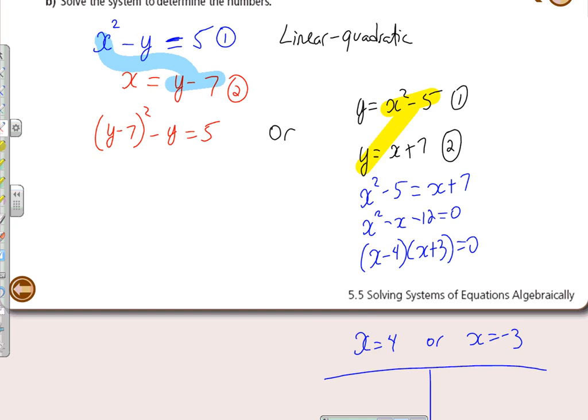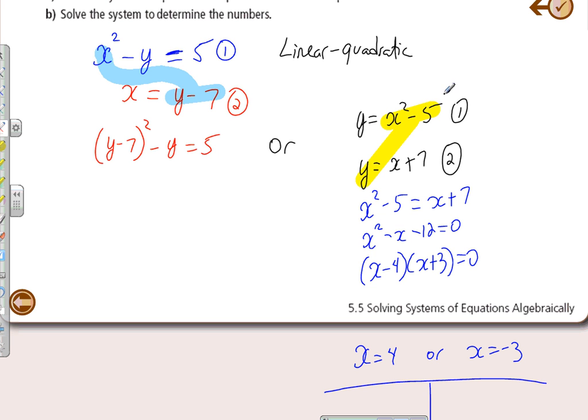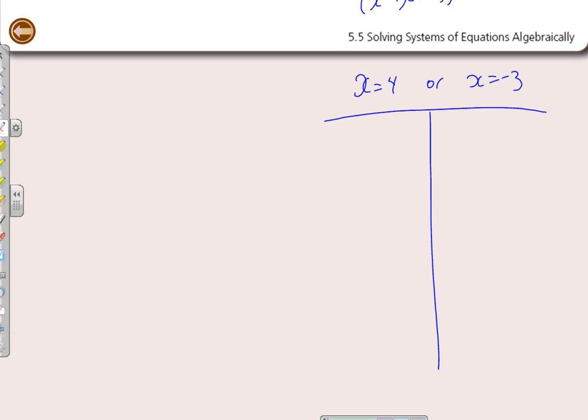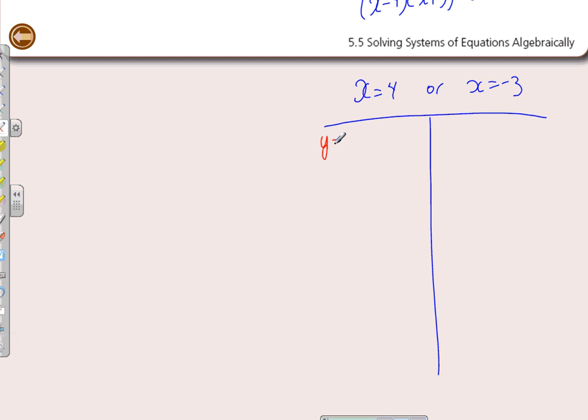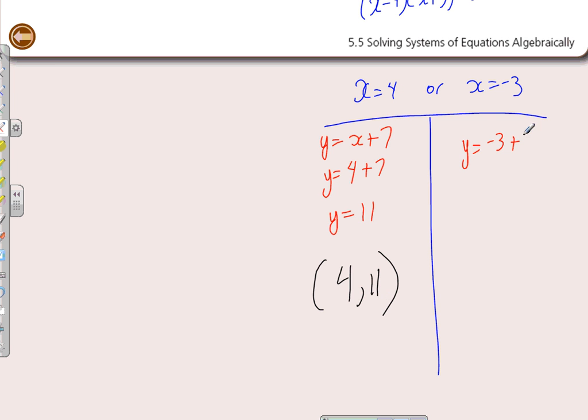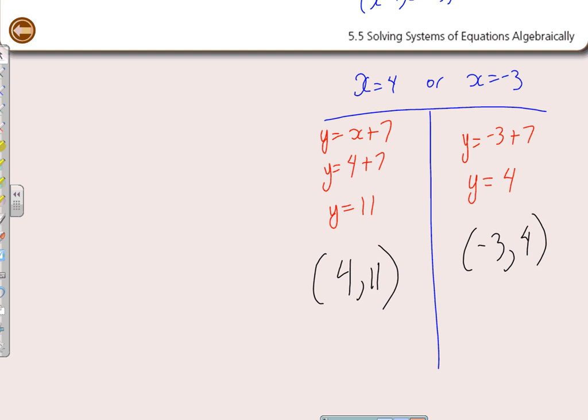We can use either equations. We've got four options. We can use this one, we can use that one, we can use this one, we can use this one. I'm going to use the easiest, y equals x plus 7. So y is equal to 4 plus 7. y is equal to 11. Our intersection point then is 4, 11. Do the same thing with the negative 3. y equals negative 3 plus 7. y is equal to 4. So our second intersection point, negative 3, 4.